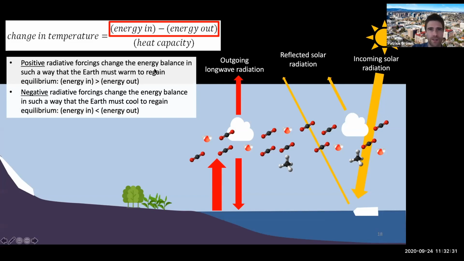A negative radiative forcing is some change in the energy budget which is going to cause energy out to be larger than energy in. So you'd get a negative number in the numerator up here, and so a negative change in temperature, a cooling. So I am going to, this is my last thing here, show you all of the radiative forcings that have occurred since the Industrial Revolution. There's going to be positive ones, there's going to be negative ones.